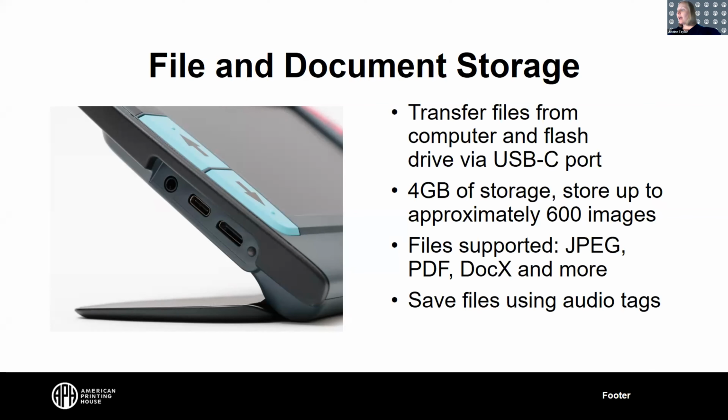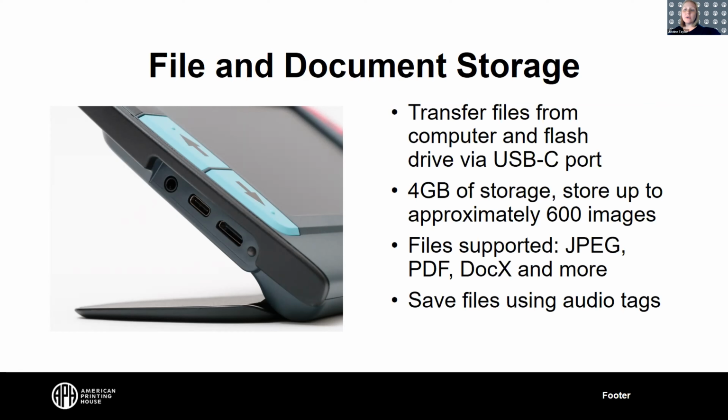And like I mentioned, it has 4 gigabytes of storage, and you can save approximately 600 images. The files it supports are JPEG, PDF, DocX, and there are a few others as well. And you can save files using the audio tags, as Greg demonstrated. So it's really nice that you can put files from your computer onto Juno.